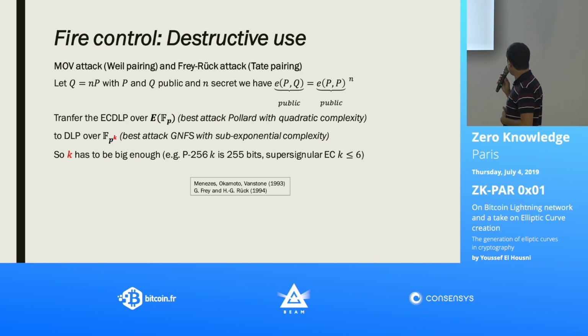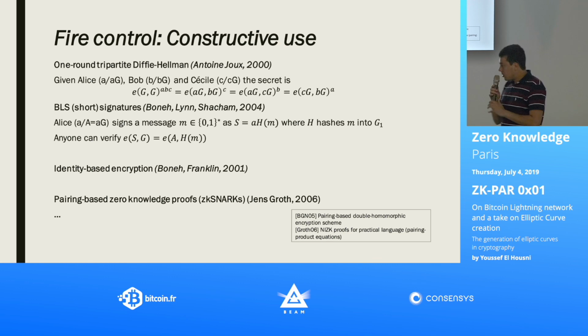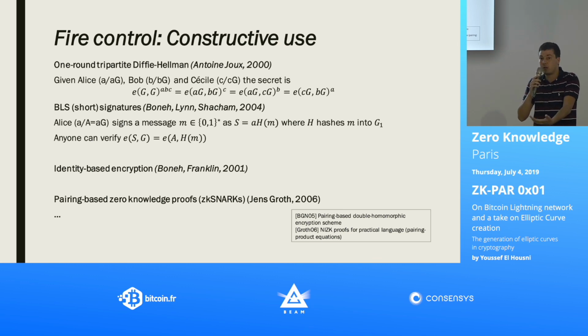So it was 1993, NIST curves came out. But then the constructive use started in 2000, with Antoine Joux's tripartite Diffie-Hellman and identity-based encryption by Boneh and Franklin. And in our story of humans, many think that the constructive use of fire was accidental. Someone dropped his food in the fire and he was like, well, I'm hungry anyway and I'm going to eat it, and it tasted good.